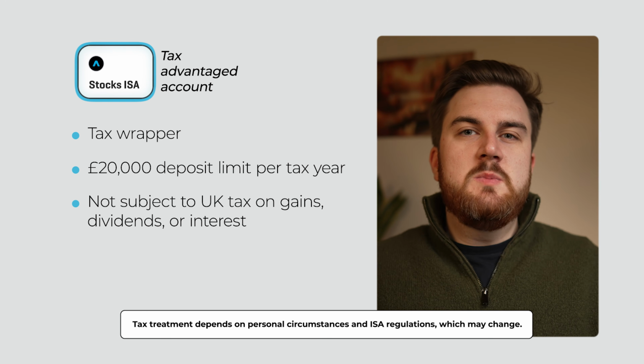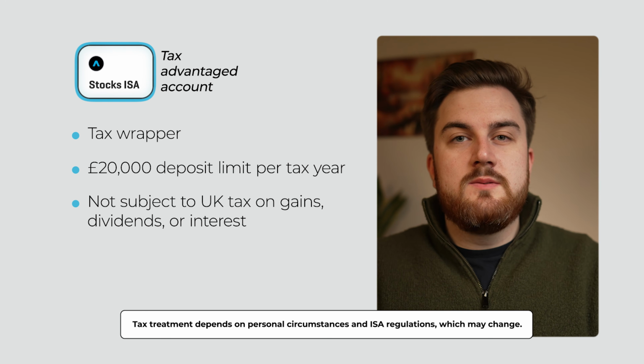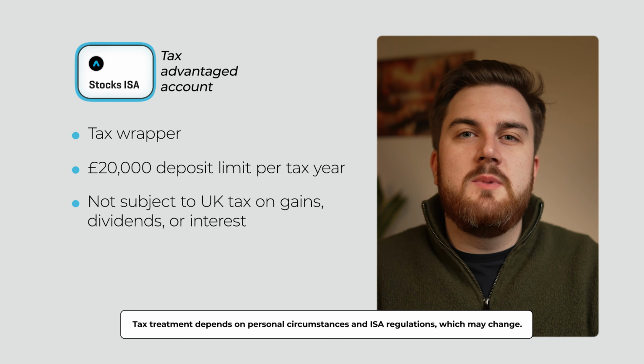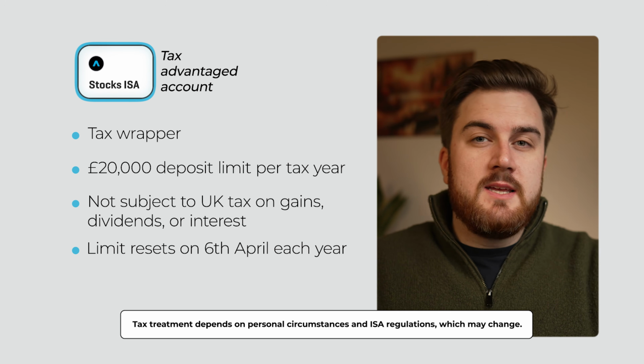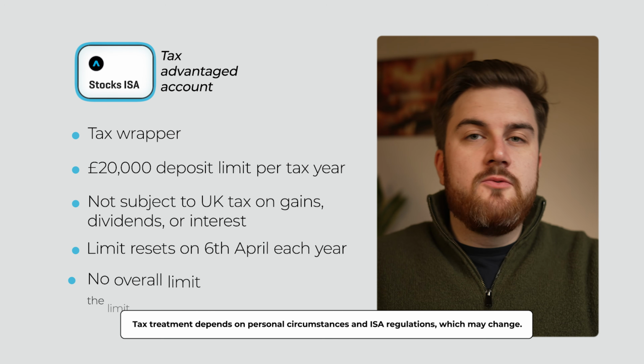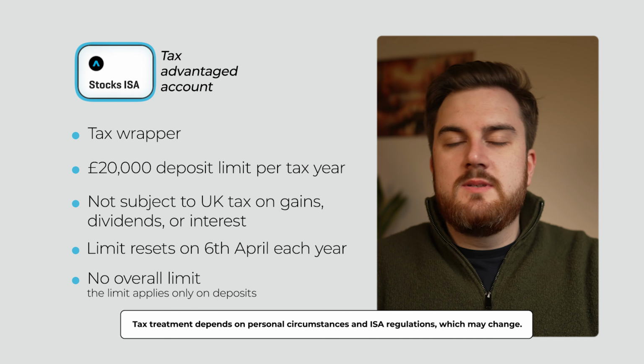Now, a few things that confuse people here is that the £20,000 deposit limit is just that, it's a deposit limit. Your gains and dividends don't count towards that £20,000. And then each tax year on the 6th of April, it refreshes and you have another £20,000 tax year deposit allowance. I do sometimes come across beginners using the invest account rather than the stocks ISA when they are a UK resident and they could have used the stocks ISA account. And that is a shame because it may lead to them incurring unnecessary taxes.